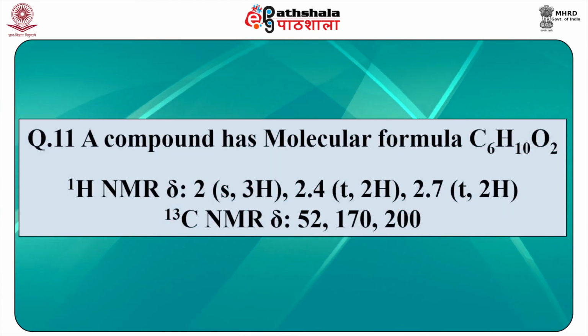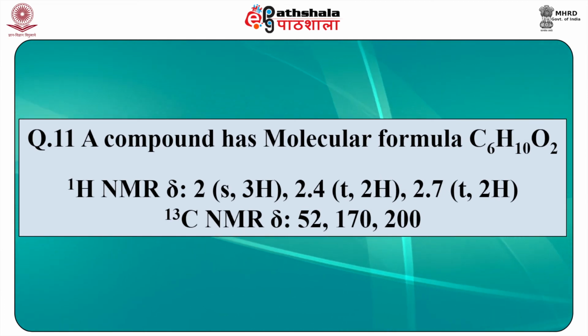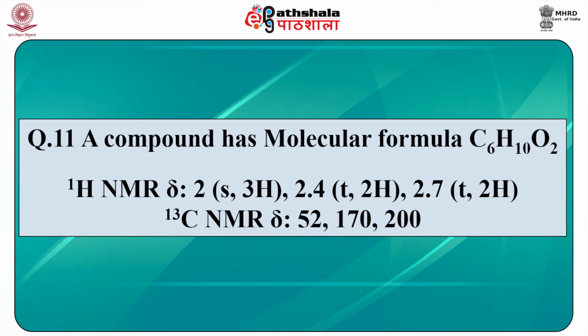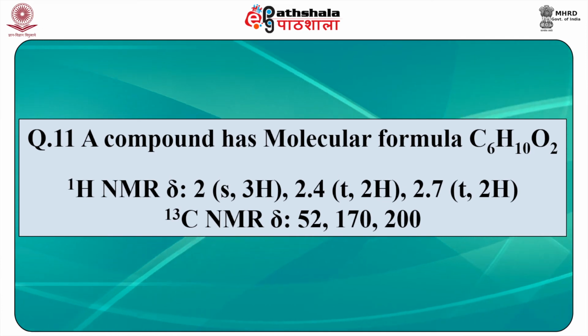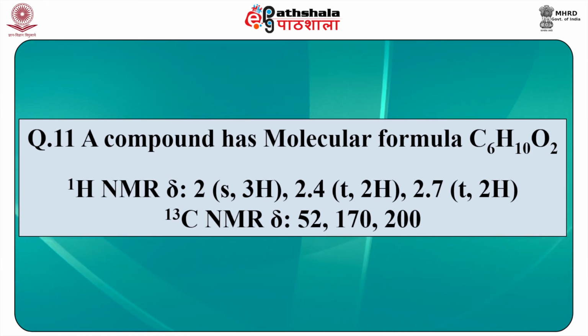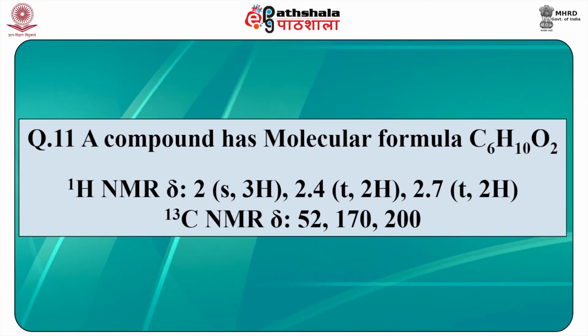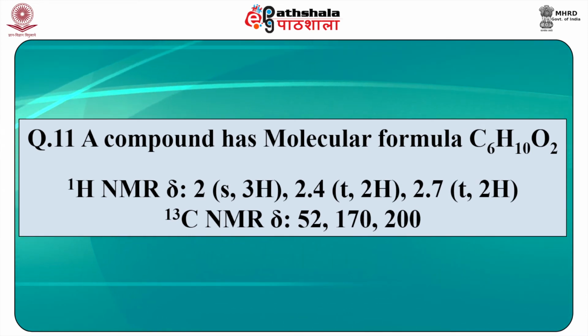A compound has a molecular formula C6H10O2. Proton NMR shows the peaks at delta value of 2 as a singlet for 3 protons, 2.4 triplet for 2 protons, 2.7 triplet for 2 protons. Carbon-13 NMR shows the peaks at delta values of 52, 170 and 200 ppm. Double bond equivalence for the compound is found to be 2. A double bond equivalence of 2 means an aliphatic compound with either 2 double bonds, or it could have been an aromatic ring.